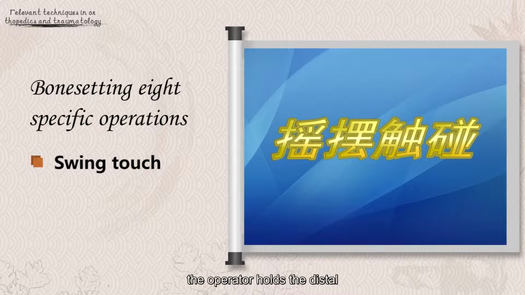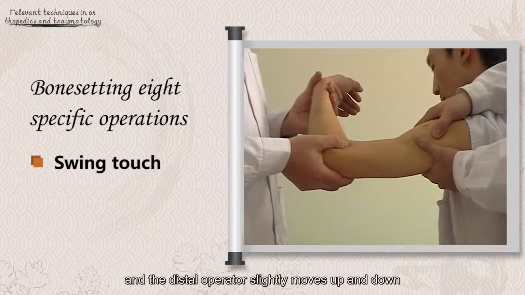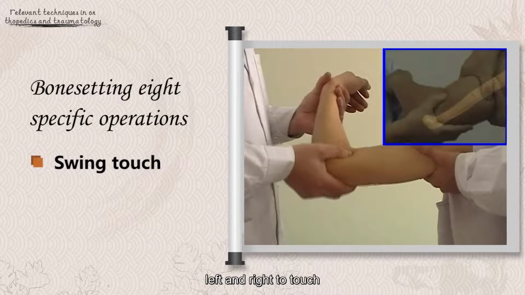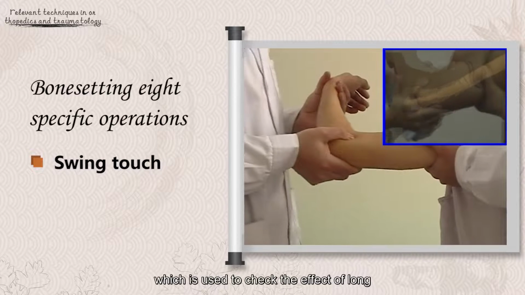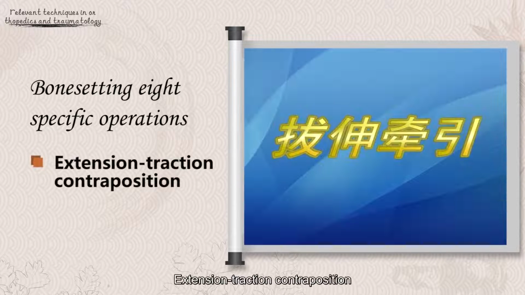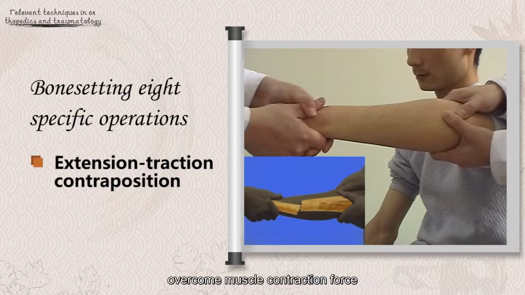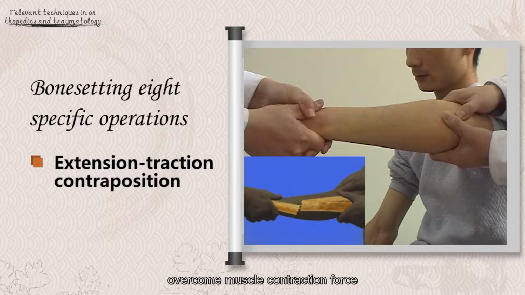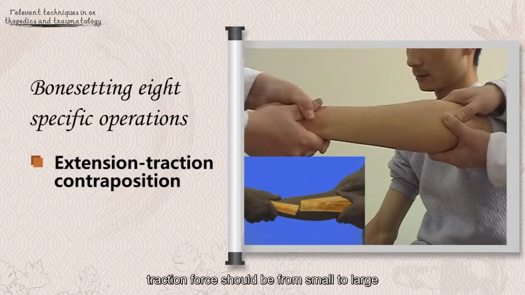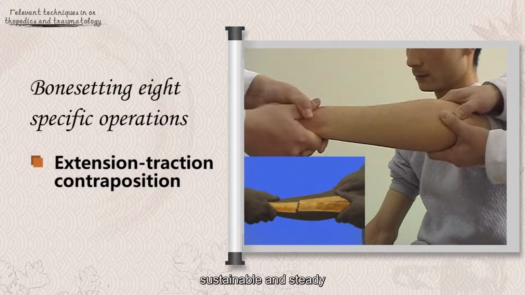Swelling touch. The operator holds the distal and proximal ends of the fracture respectively, and the distal operator slightly moves up and down, left and right to touch, which is used to check the reduction effect of long transverse fracture. Extension traction contraposition, mainly used to overcome muscle contraction force, correct overlap, and angular shift. Traction force should be from small to large, sustainable and steady.